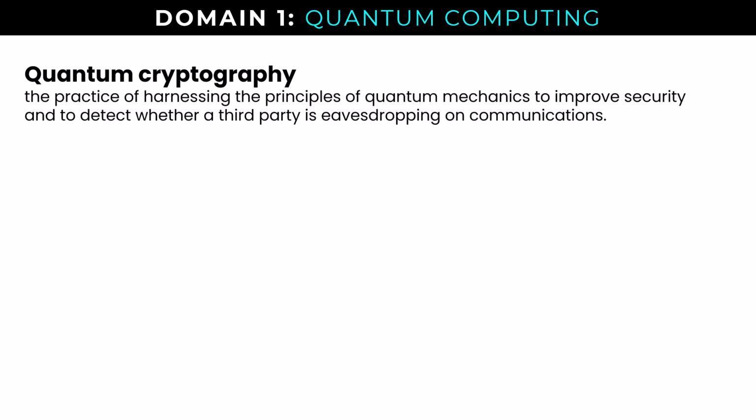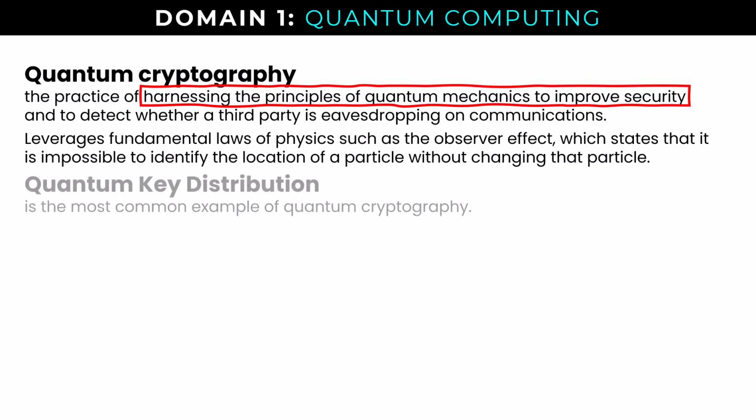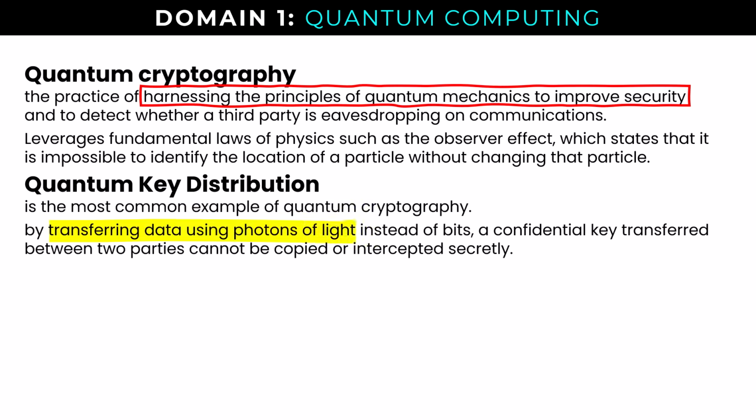So quantum cryptography is the practice of harnessing the principles of quantum mechanics to improve security and detect whether a third party is eavesdropping on communications. It leverages the fundamental laws of physics, such as the observer effect, which states that it is impossible to identify the location of a particle without changing that particle. Now, quantum key distribution is the most common example of quantum cryptography. By transferring data using photons of light instead of bits, a confidential key transferred between two parties cannot be copied or intercepted secretly.